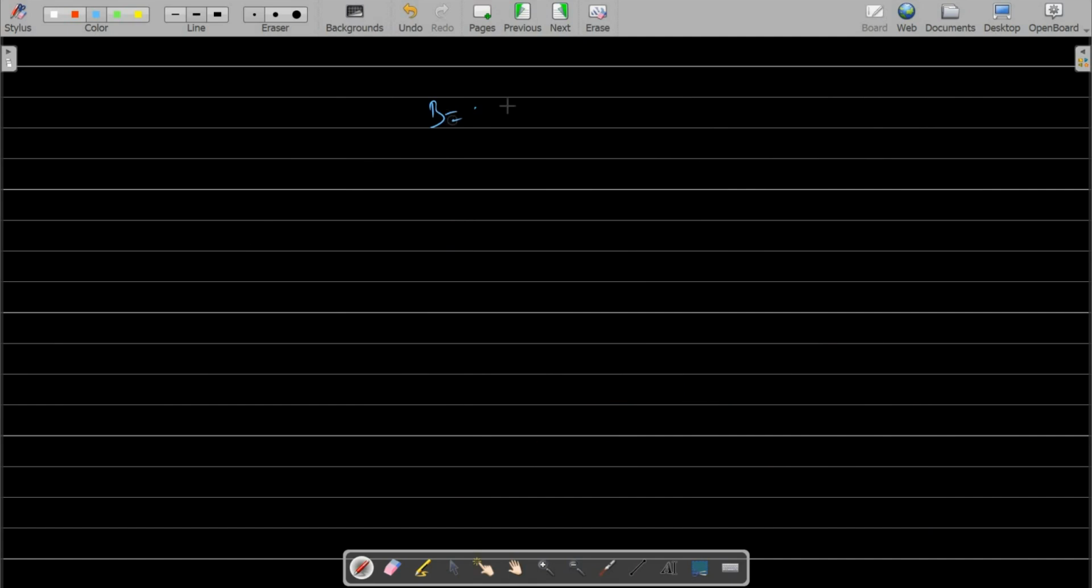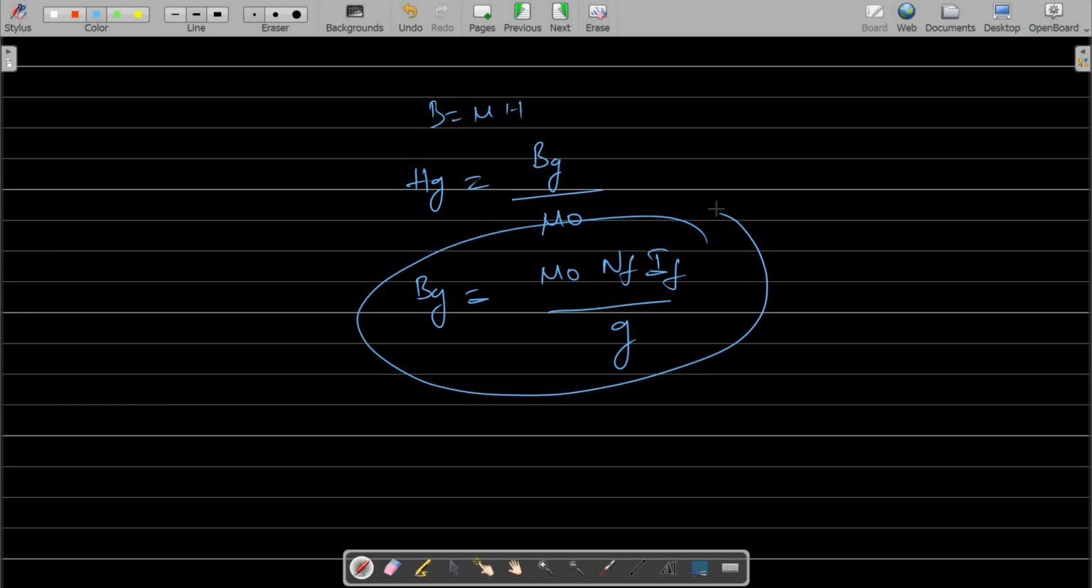Now we will apply B is equal to mu H, so that we can say that Hg is nothing but Bg divided by mu 0. And you will get that Bg value as mu 0 NF AF divided by G. In the previous equation, we have got the same equation.